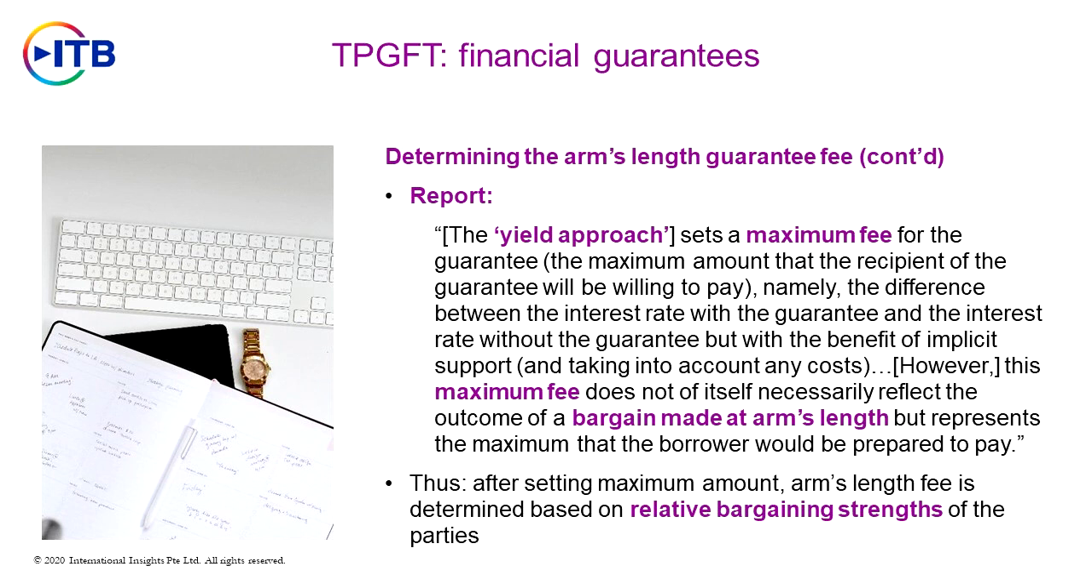However, this maximum fee does not of itself necessarily reflect the outcome of a bargain made at arm's length, but represents the maximum that the borrower would be prepared to pay. In other words, after setting the maximum amount, you still need to work out the arm's length fee based on the relative bargaining strengths of the two parties.